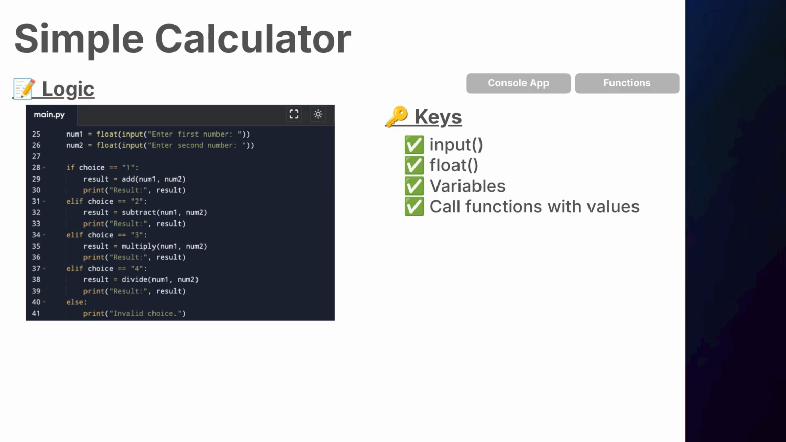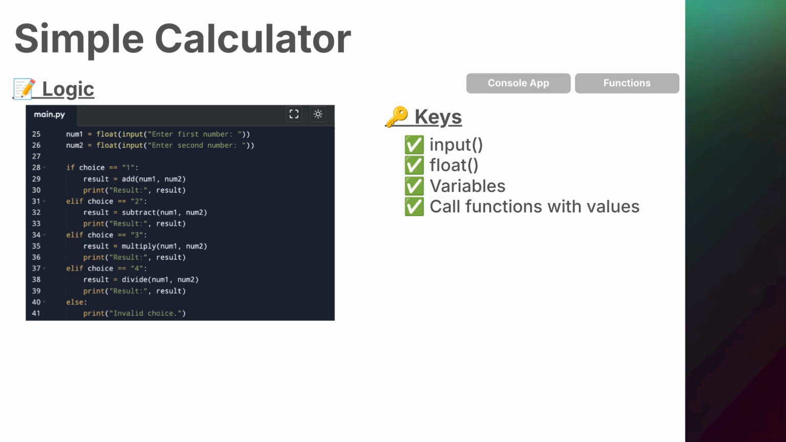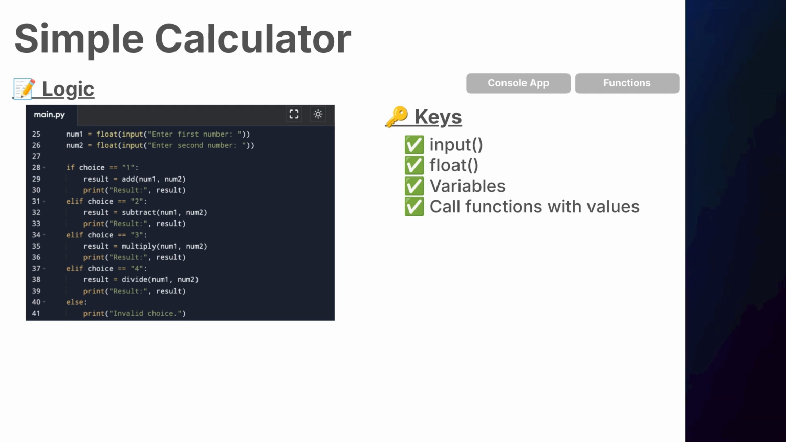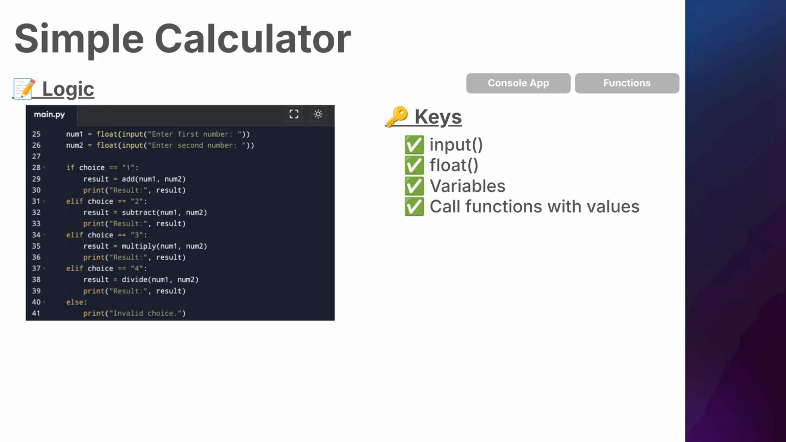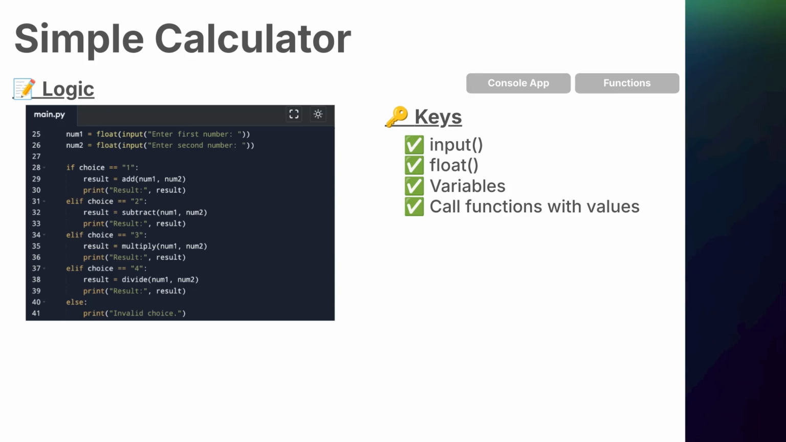In each case, the function is called with the two values you collected at the top, and the result is displayed to the user. Finally, there's an else at the end. This runs if the user types something that isn't one of the 4 options. In that case, the program simply prints a message saying the choice is invalid. This is a basic form of input validation, making sure the program doesn't break or behave strangely if the user types something unexpected.